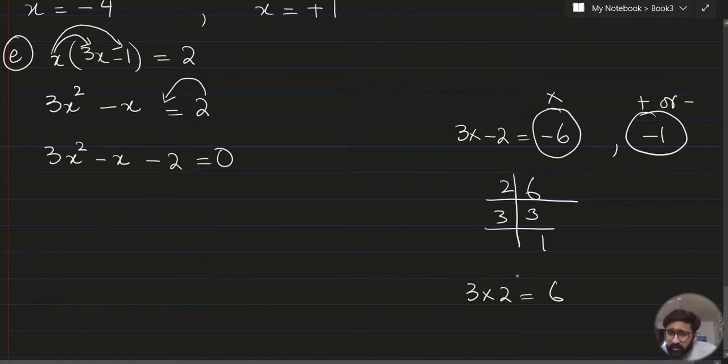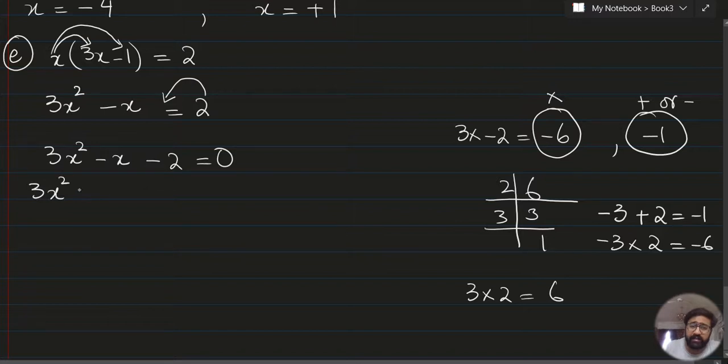So the bigger number out of these 3 and 2 will have a negative sign. Minus 3 plus 2 gives me minus 1. So yes, the two terms are minus 3 multiplied by plus 2 is equal to minus 6. So instead of the middle term, I am going to write minus 3 and plus 2. The remaining things are to be written as it is.